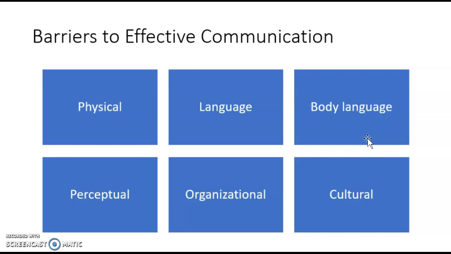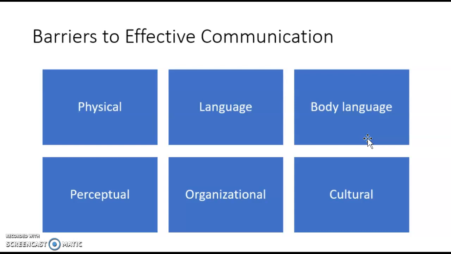Our own perceptions. Somebody might tell us something and I might perceive or interpret it in a way that was different than what the sender meant to say. The organization itself can have processes or idiosyncrasies which can prevent good communication.